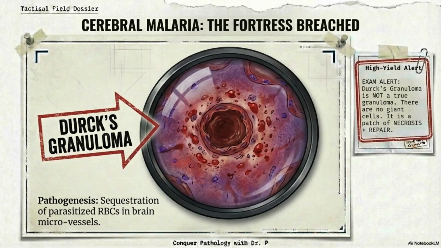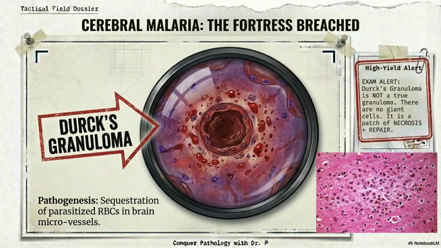Now to the brain, cerebral malaria. Here we see Dürck's granuloma. This is not a true granuloma. There are no giant cells or epithelioid histiocytes. It is a patch of necrosis and repair caused by the sequestration of parasitized RBCs in brain microvessels.